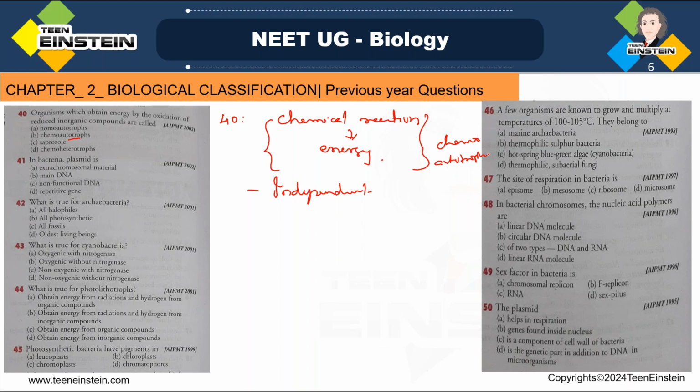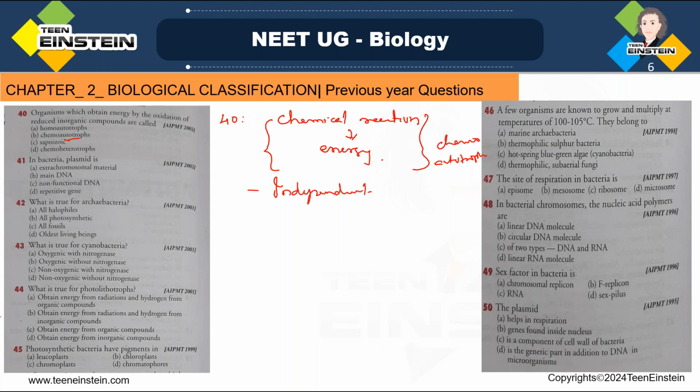In chemoautotrophs, the reductants obtained from the environment may be inorganic or organic, but they are getting the energy from the chemical reaction. So here the answer is B, chemoautotrophs. Organisms getting energy by the oxidation of reduced inorganic compounds means a chemical reaction is taking place and they get energy from it. So they are chemoautotrophs. Okay.